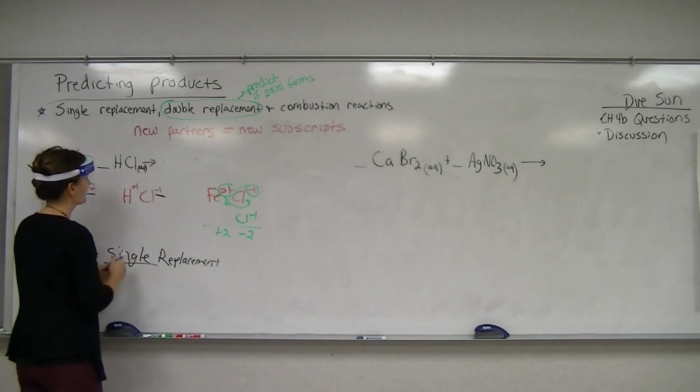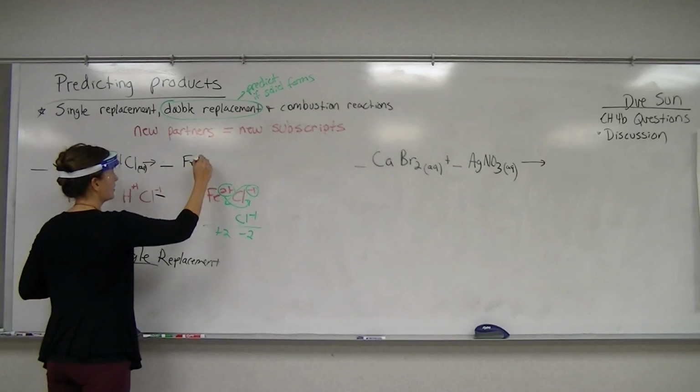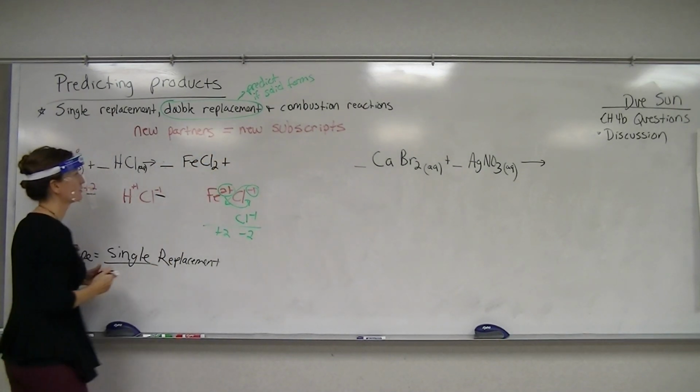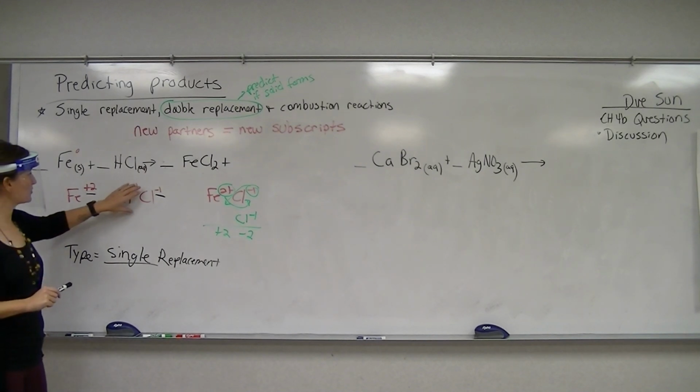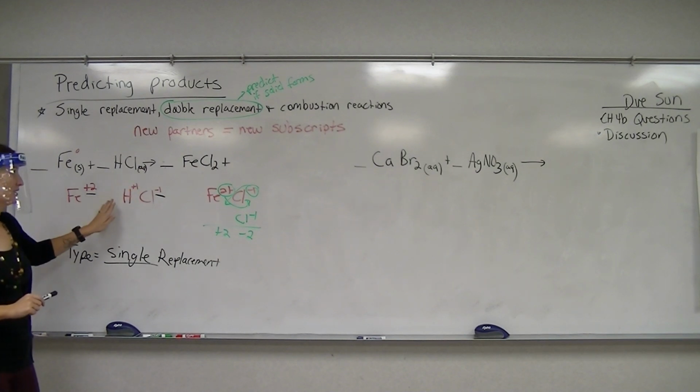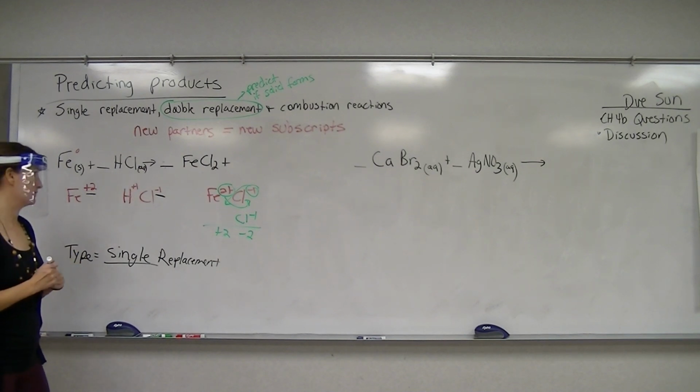Leave a little space there for when we balance. So FeCl2. All right, so that's one of the products. Now notice we still have hydrogen that hasn't done anything, so we need to include hydrogen.